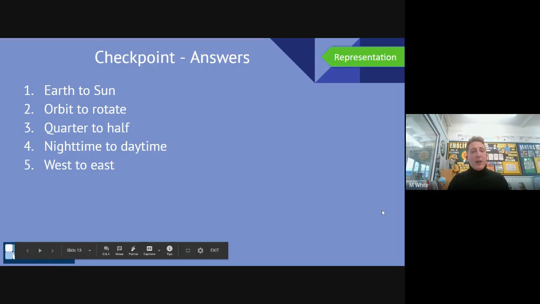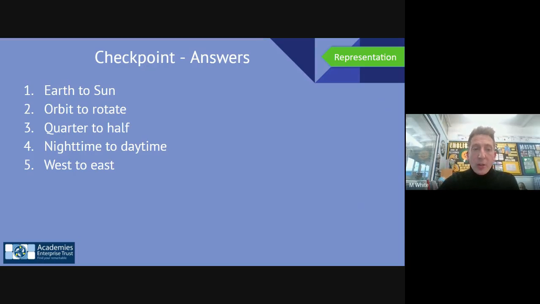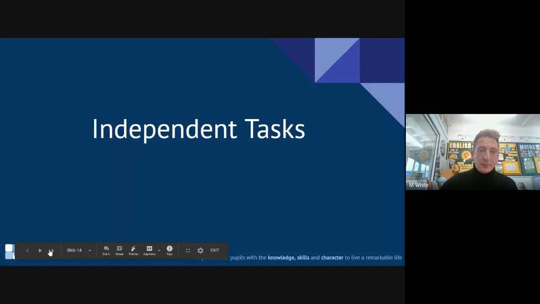So hopefully these are the answers that we were getting. Earth should be sun, orbit should be rotate, quarter should be a half, nighttime should be daytime, and west should be east. So just like we do in our math sessions, make sure you give yourself a star if you get any of those correct. And again, just send them over to either myself or your class teacher, and we'll get some dojos added on for you for getting those correct.